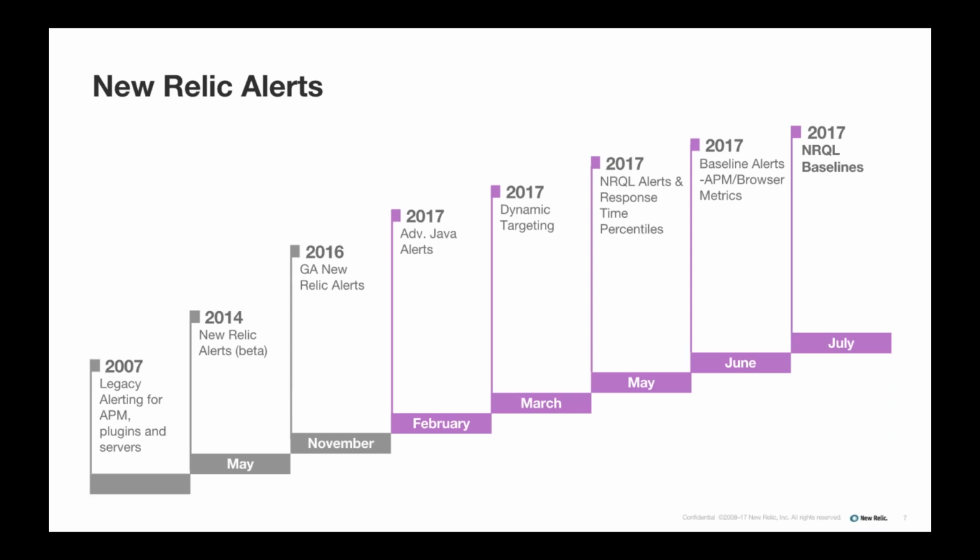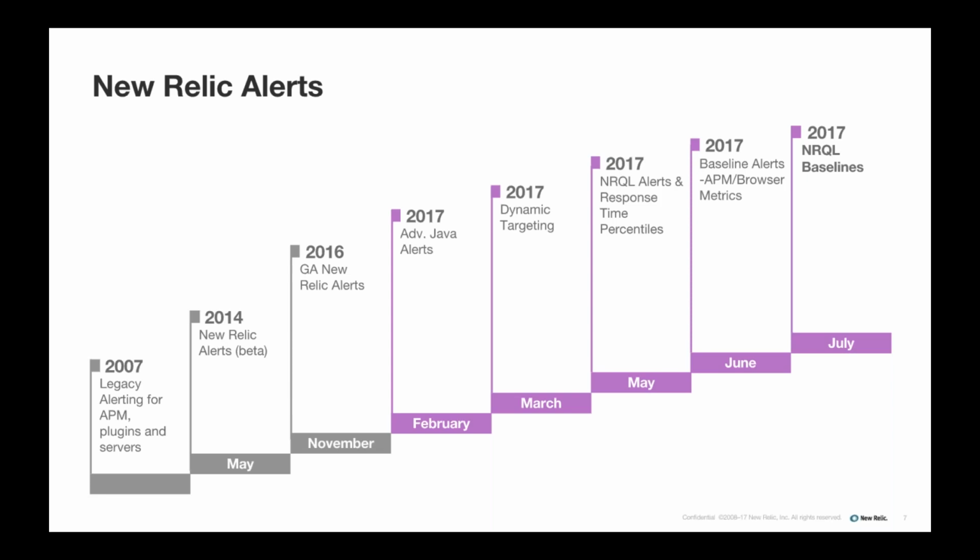Keeping that in mind, we have completely re-architected alerting, and we introduced New Relic Alerts that became generally available in 2016. New Relic Alerts has a centralized UI where you can create policies with full stack alert conditions. And we have also added many new features, for example, more notification channels.